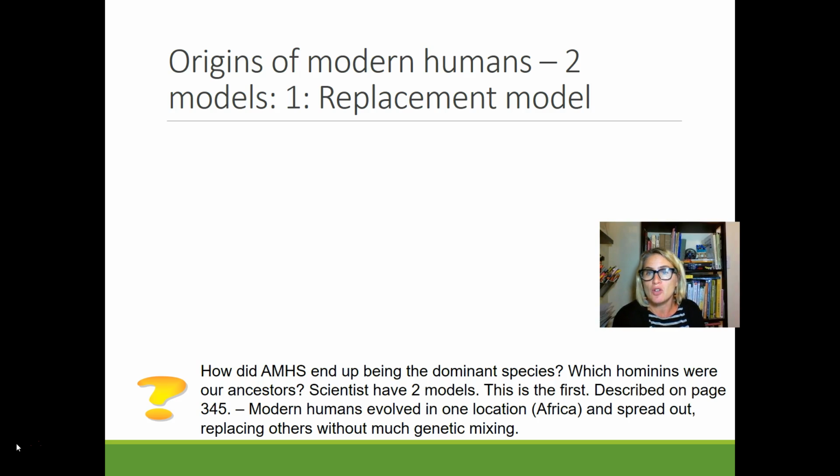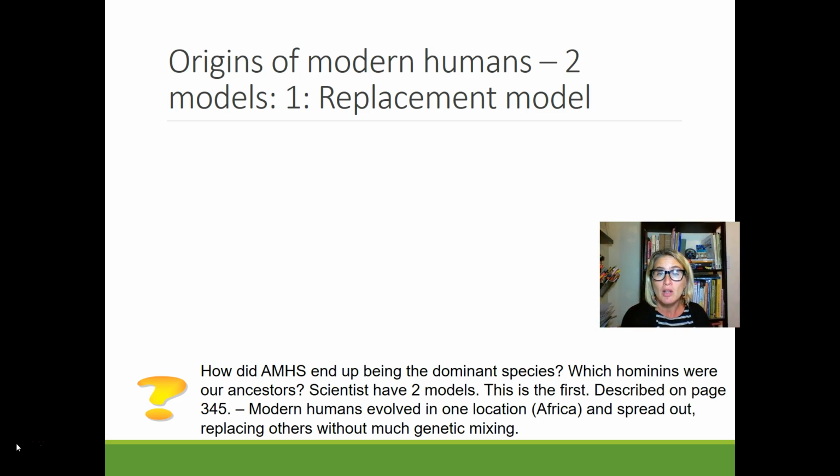What's going on in terms of the fossils that can help us out? How can we understand this? Well, we have two models we're going to be looking at today, and I'm actually going to then introduce you to a third one that's not in the textbook. But we're going to talk about two main text models that are in the textbook.